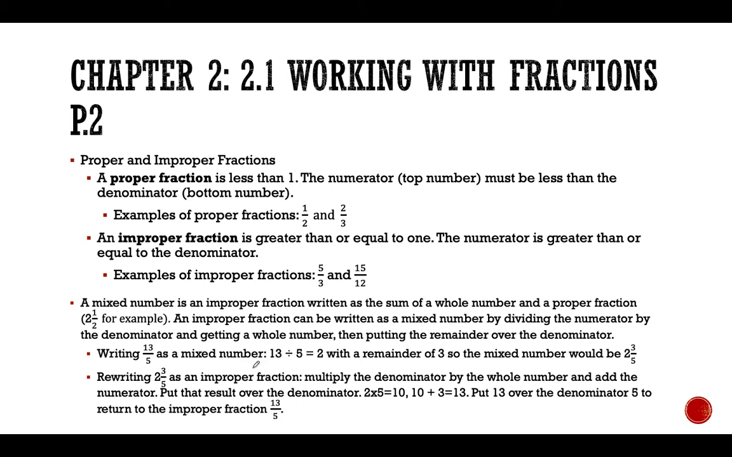We can rewrite 2 3/5 as an improper fraction. Multiply the denominator by the whole number part and then add the numerator. Put that result over the denominator. So writing 2 3/5 as an improper fraction, 2 times 5 is 10 plus 3 is 13. We put 13 over 5 to return to the improper fraction 13/5.